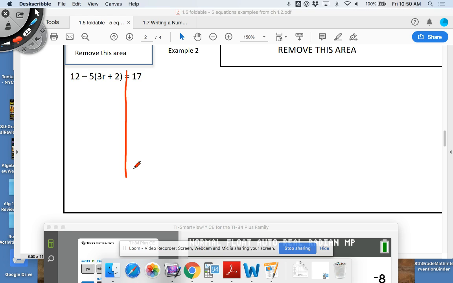So remember in algebra, instead of writing multiply as a little x, a lot of times I'm going to write multiply as a parentheses. So that's really what this is saying. This is saying -5 times 3r plus 2. The math word that you have heard because you watched that video is the distributive property.